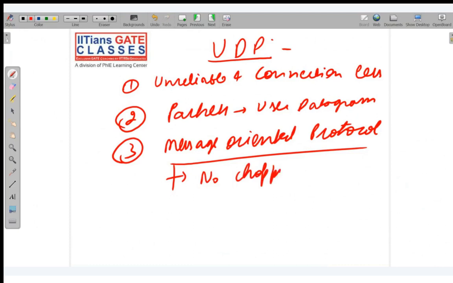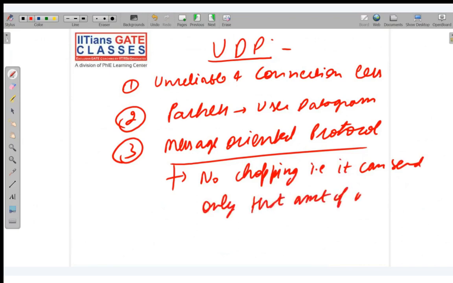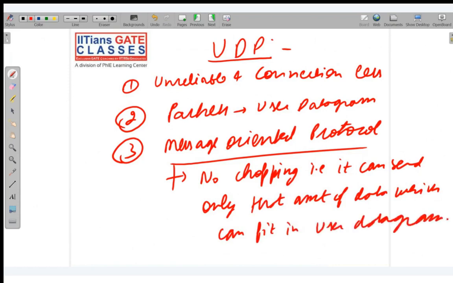That is, it can send only that amount of data which can fit in a user datagram. That's why we call it a message-oriented protocol. No chopping. That means it can send only that amount of data which can fit in a user datagram.